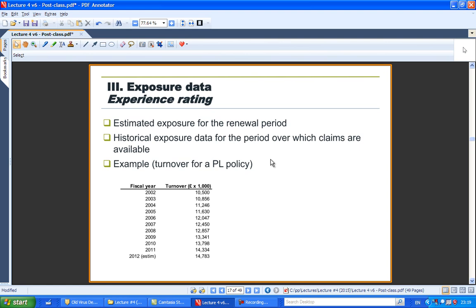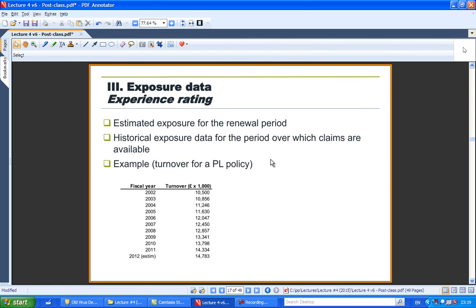The pieces of exposure that you need is, of course, the estimated exposure for the renewal period, because that will tell you how much the risk will be in the year for which you are pricing the policy. That is a renewal period, or the inception of the policy that you're writing for the first time. Then you need historical exposure data for the period over which claims are available.